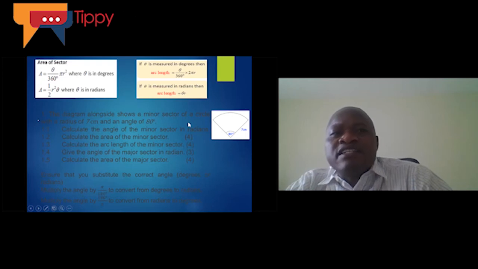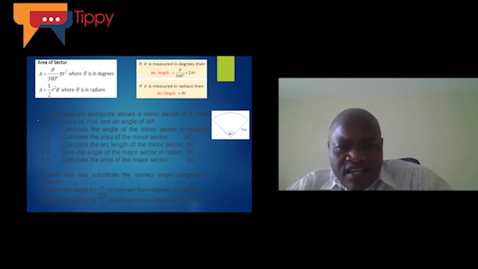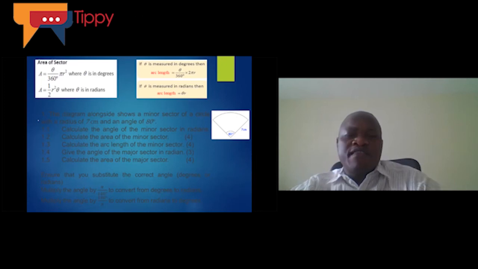Because we have the angle in degrees, we can use this formula, and say where there is theta, you're going to put 280 degrees multiplied by pi multiplied by r. Our r is 7 squared, which equals, you give your final answer there. Oh, that was the last one. So that is it with questions involving sectors.